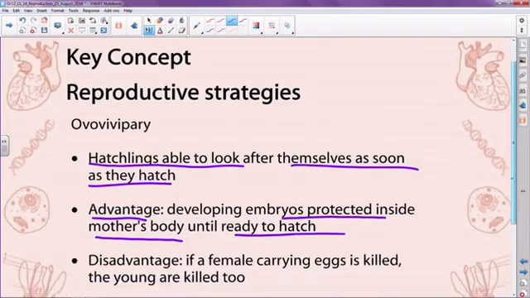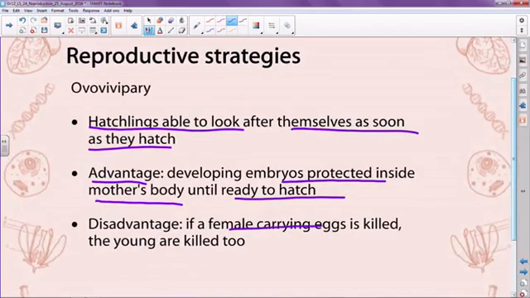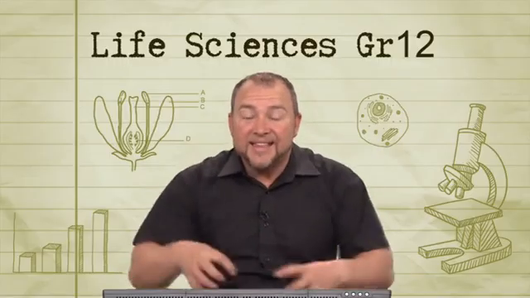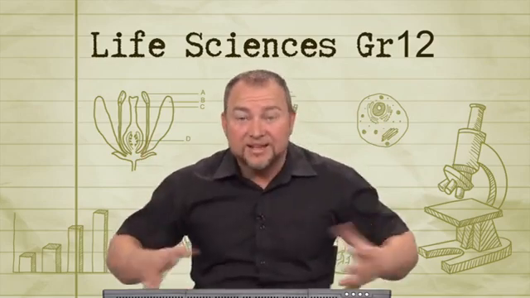Okay, the disadvantages: if the female carrying the eggs is killed, the young are killed too. So if the mother that's carrying those eggs dies, every single egg inside her also dies, which is a bit of a problem, do you not think? If they were outside and only one gets stolen, well, so be it. But if this mother dies, they all die. Okay, and that is ovoviviparous, the O for egg.